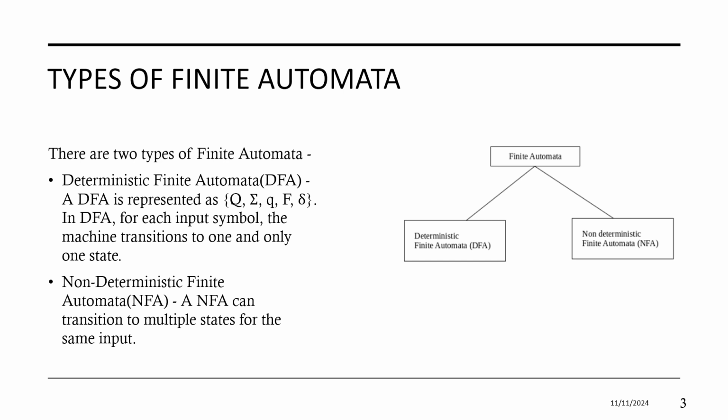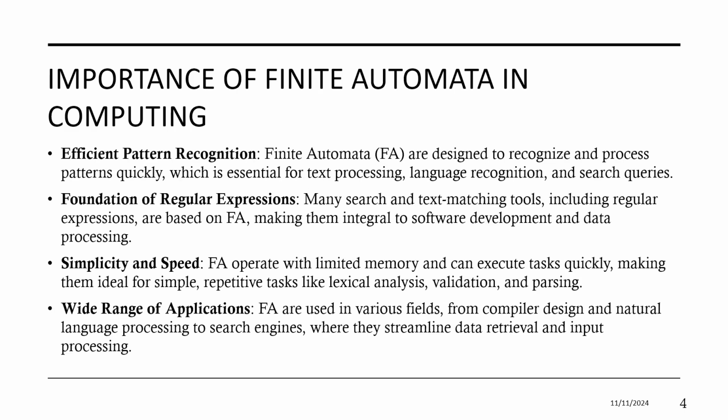Secondly, there is non-deterministic finite automata, or an NFA. In an NFA, for any given input symbol, there can be more than one transition. This can really help when we have large swathes of data to be scraped or crawled. So these are two types of finite automata.